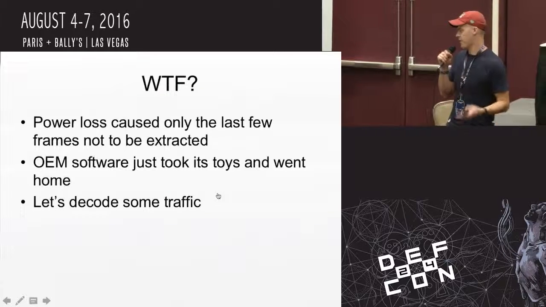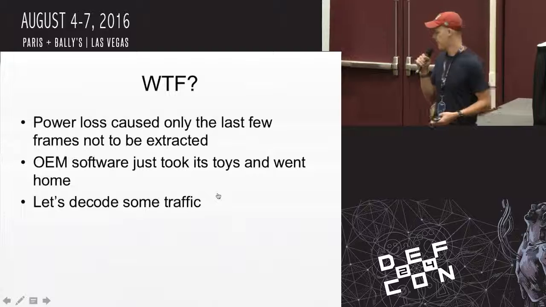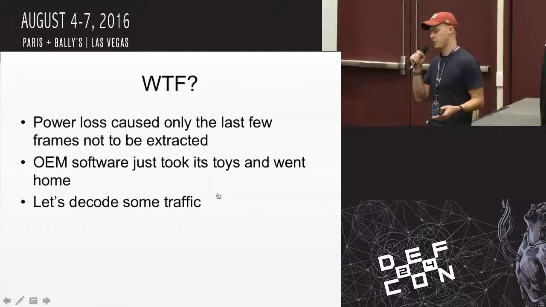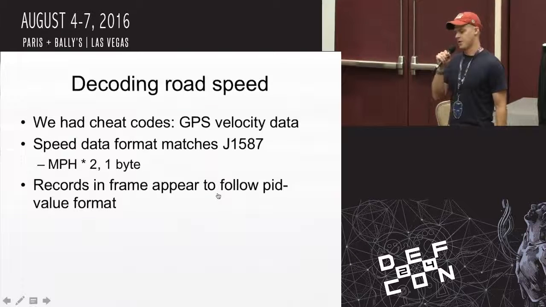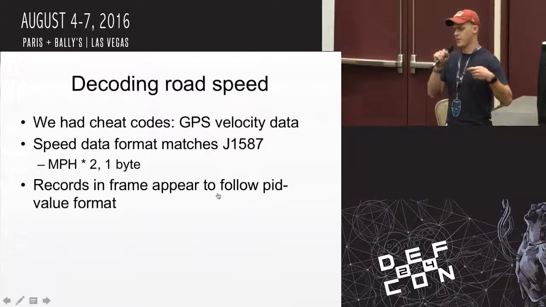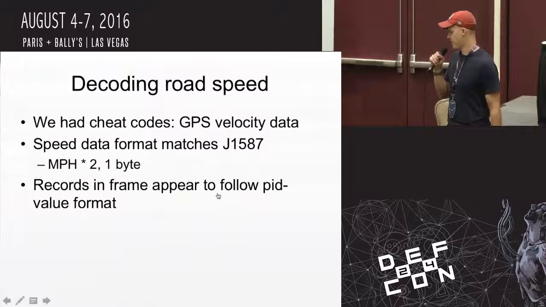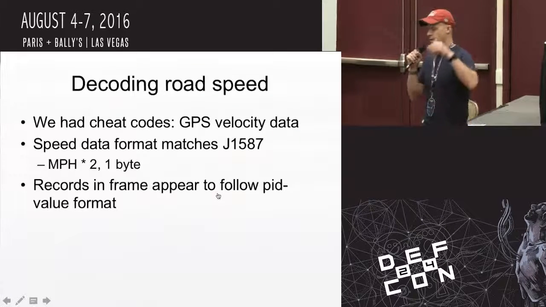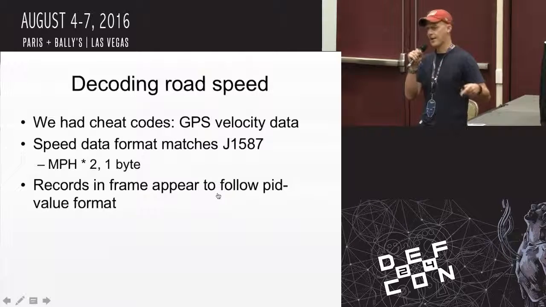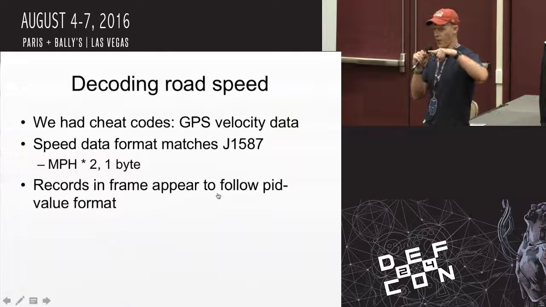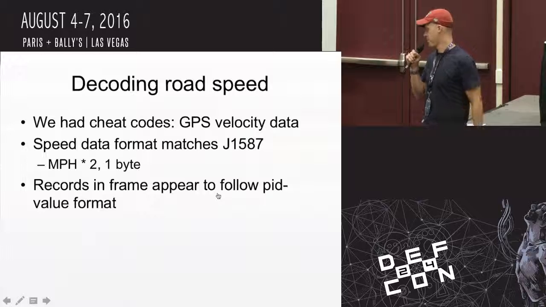So power loss caused only the last few frames to not be extracted. And the OEM software just took its toys and went home. It said, if I can't get the whole thing, I'm not giving you anything. So if we decode the traffic, we had cheat codes because we had GPS and we had a few different IMUs hooked up to this thing. So doing manual analysis of the speed data, we found something that looked a lot like what our GPS logs showed the vehicle speed was.